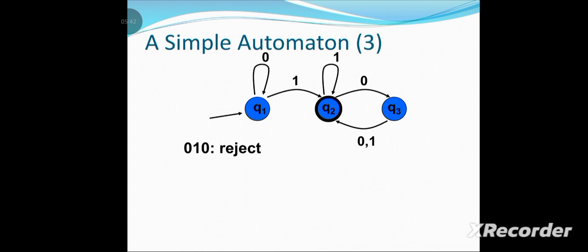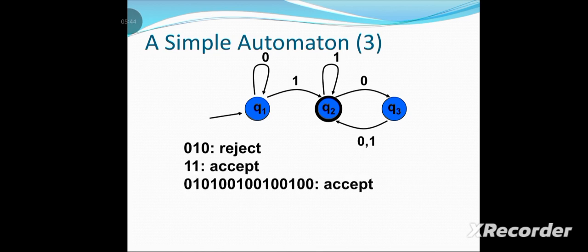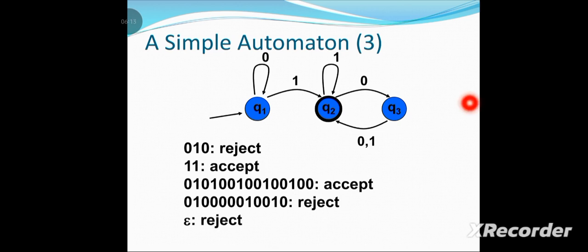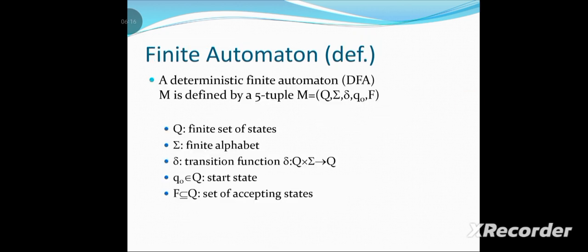So here is another example. From the given examples we can see that 010 is rejected, 11 is accepted, and 01010010010010 is accepted. On the whole, this is an automaton to identify the strings with even length. So the strings with even length will be accepted. The strings with odd length will be rejected. So if you are giving a null string, that will be rejected.